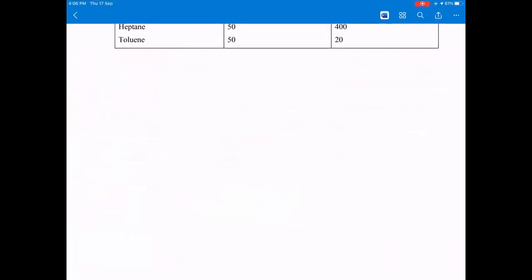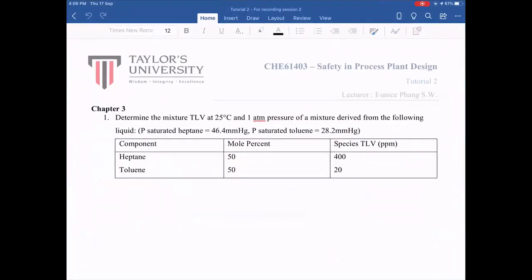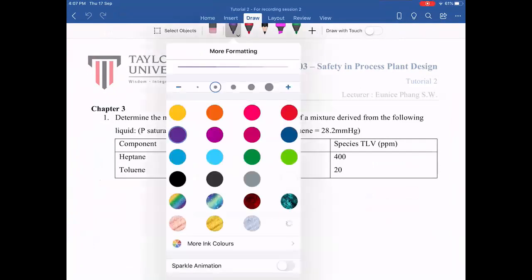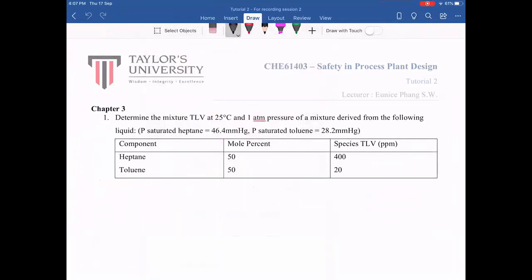Let's start for today's tutorial. Okay, so we talked about TLV at 25 degrees Celsius and 1 atmospheric pressure. So now we are given the saturated pressures for heptane and taurine, and also we are given the mole percentage in terms of Y here. So this is your X value. And also you are given each of the TLV, TWA, this is basically TWA.